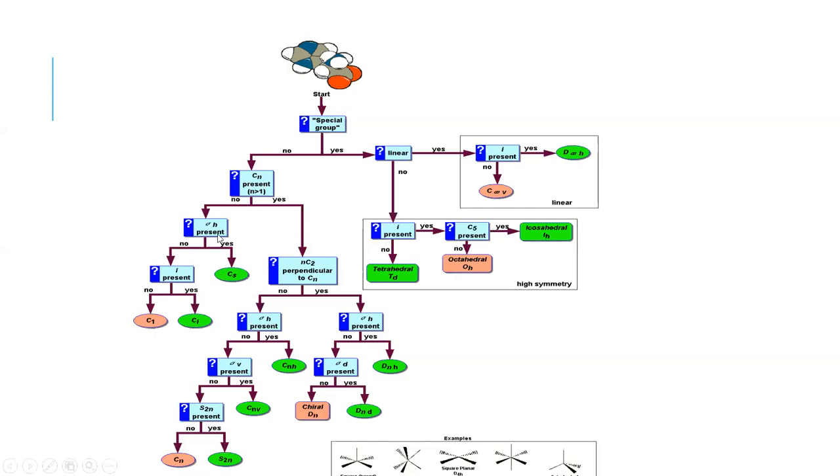Now if it has a plane of symmetry, then your point group is CS. And if it does not have a plane of symmetry, is there at least a center of inversion? If yes, then it is CI. If there is no symmetry element, the least symmetric molecule has the point group C1. This goes with the flow sheet.